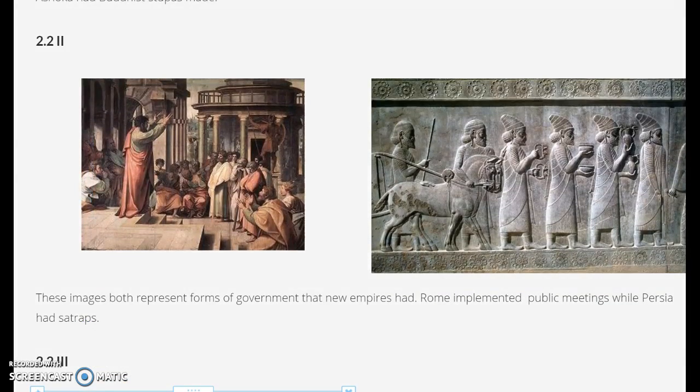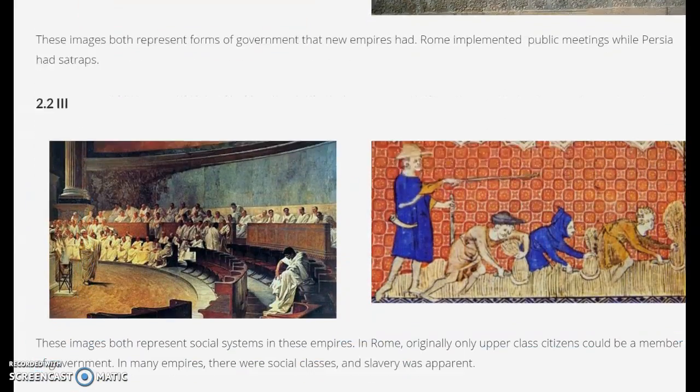The second Roman numeral shows forms of government and things that they did, such as Rome had public meetings and town meetings, I think, and that affected their government then. And Persia had satraps, which were like governors now, and they had regions, and they ruled over those regions for the people in those regions.